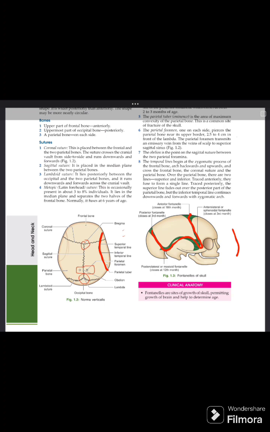Okay, so these are due to proper closing of the fontanelles. These fontanelles fuse at different times. As you can see, the anterior fontanelle closes at 18 months and the posterior at the 3rd month, and the anterolateral fontanelle also closes at the 3rd month. So if these fontanelles don't close on time, this is a problem.